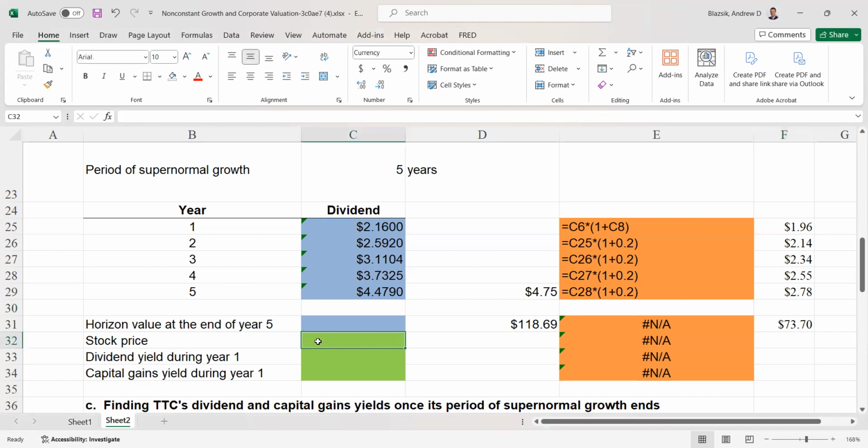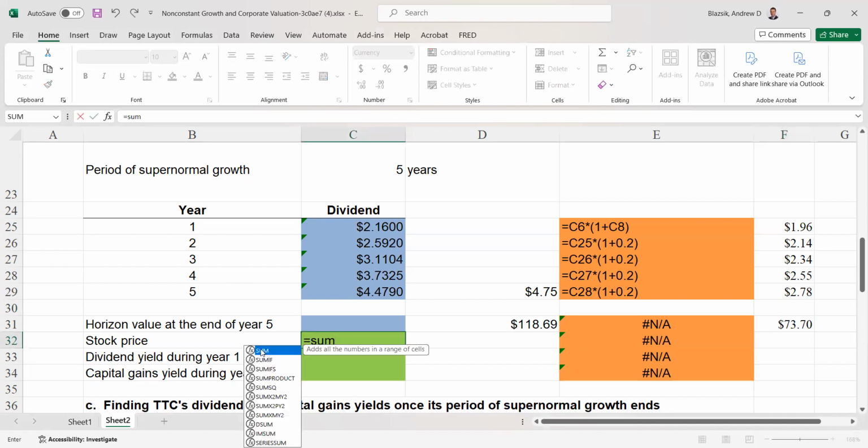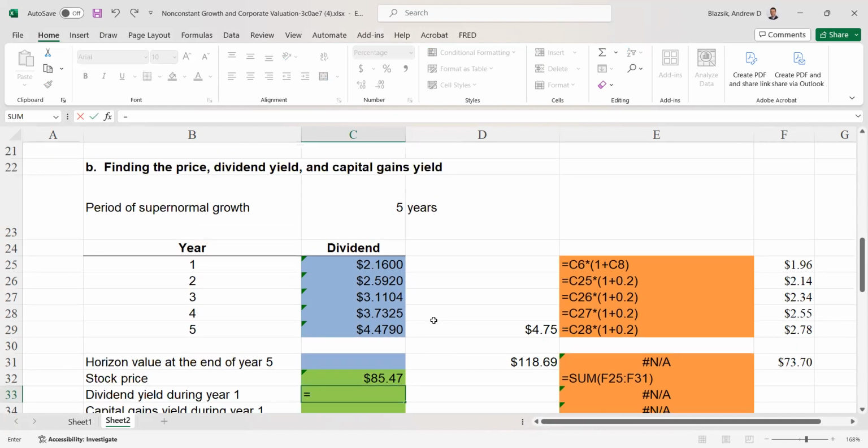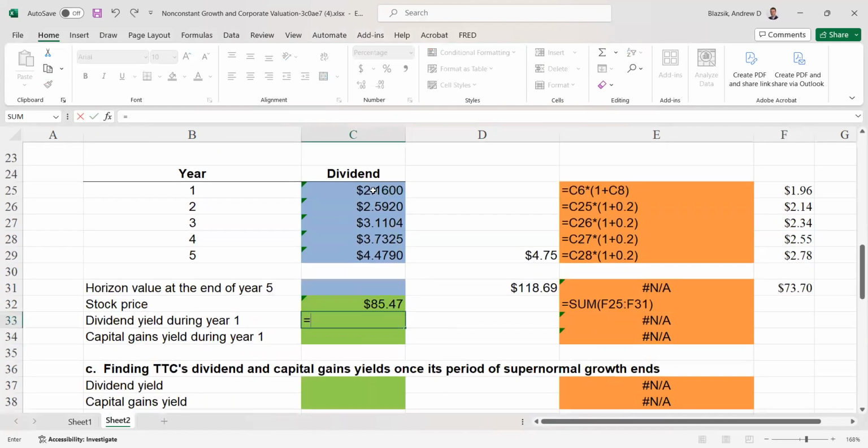So to find out the stock price, all I do is sum up all the cash flows in the present. That should be the stock price. To find the dividend yield, I'm going to say equals. I got to see what is that dividend in the first year. We want to find out what the dividend yield in the first year is. Take the dividend in the first year and divide it by your investment.